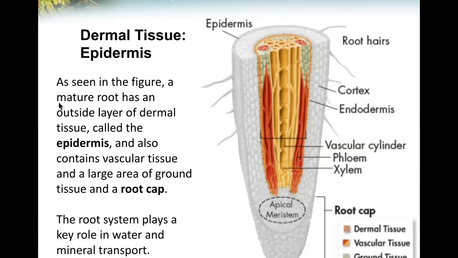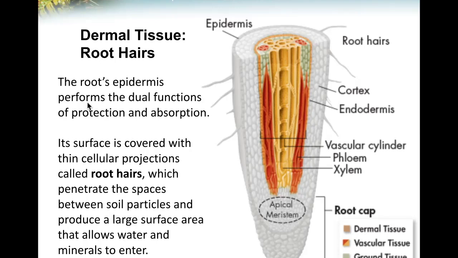As seen in the figure, a mature root has an outside layer of dermal tissue called the epidermis, and also contains vascular tissue and a large area of ground tissue. The root system plays a key role in water and mineral transport. So, the epidermis on the outside, root hairs, cortex, endodermis right outside the phloem, and then inside the phloem is the xylem, and at the bottom, the apical meristem and the root cap.